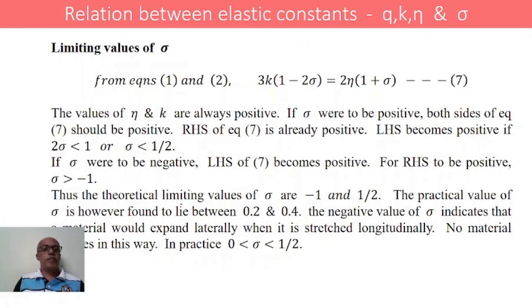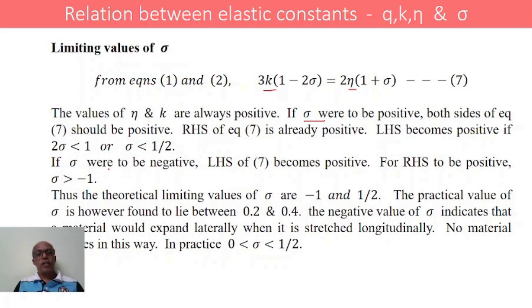Now the limiting values of sigma. From equations 1 and 2, 3K into 1 minus 2 sigma equals 2 eta into 1 plus sigma. The values of eta and K are always positive. If sigma is to be positive, both sides of equation 7 should be positive. The RHS of equation 7 is already positive. The LHS becomes positive if 2 sigma is less than 1, or sigma is less than half.